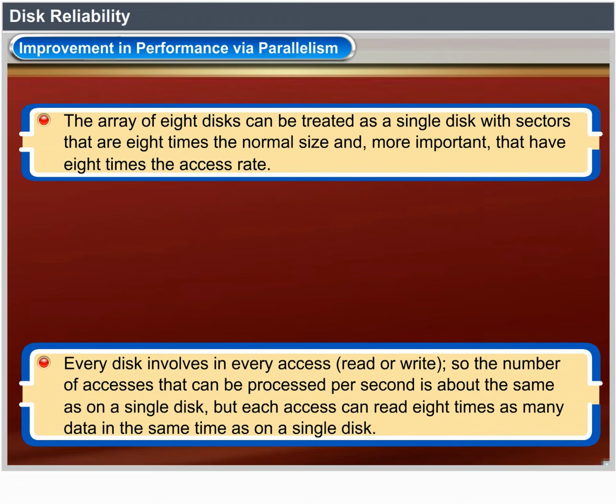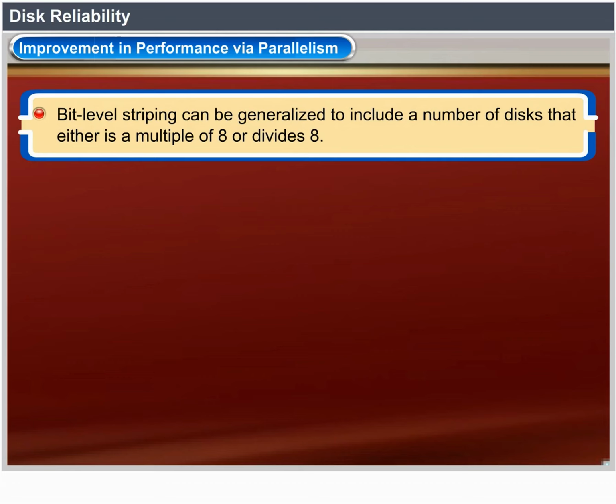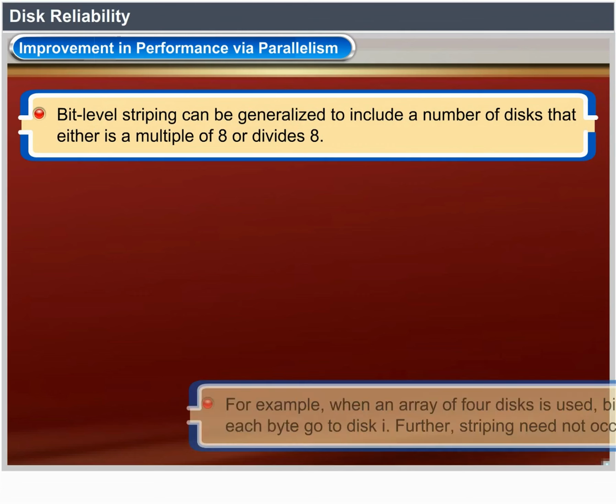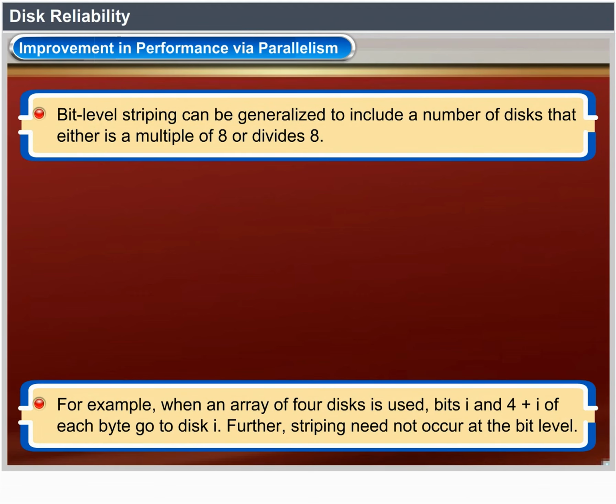Bit-level striping can be generalized to include a number of disks that either is a multiple of 8 or divides 8. For example, if we use an array of 4 disks, bits i and 4 plus i of each byte go to disk i. Further, striping need not occur at the bit level.